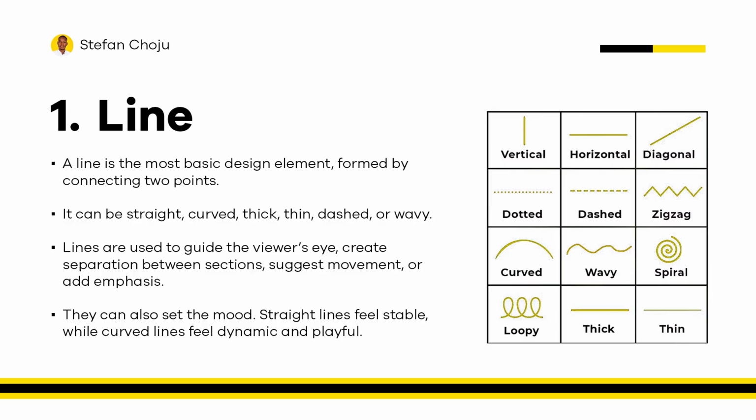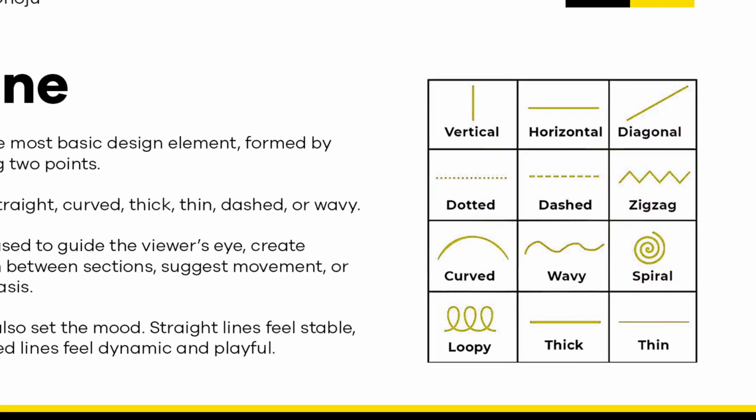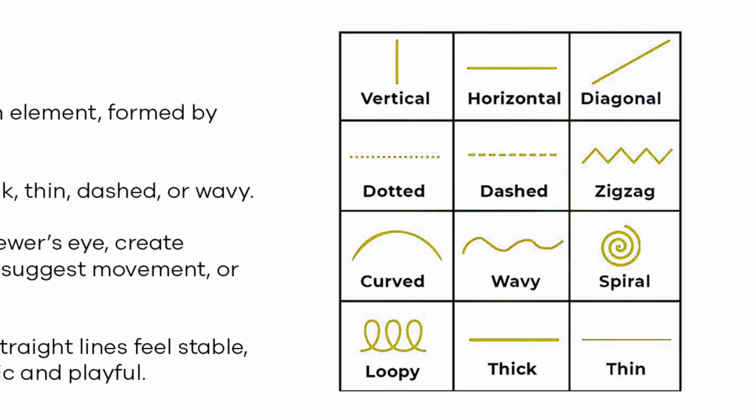A line is the simplest design element, but it is one of the most powerful design elements, right? Because it divides your space, and it guides the viewer's eye in your design. And we have different types of lines, right? We have straight lines, curved lines, thick lines, dashed lines, wavy lines. In this table I have here, the vertical line, the horizontal line, a diagonal line, a dotted line, a dashed line, zigzag, curved, wavy, spiral, loopy, thick and thin, right?